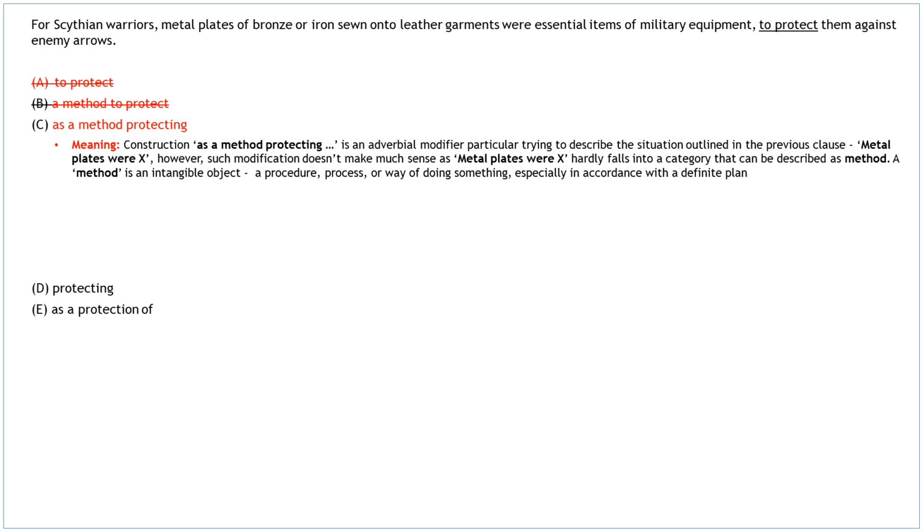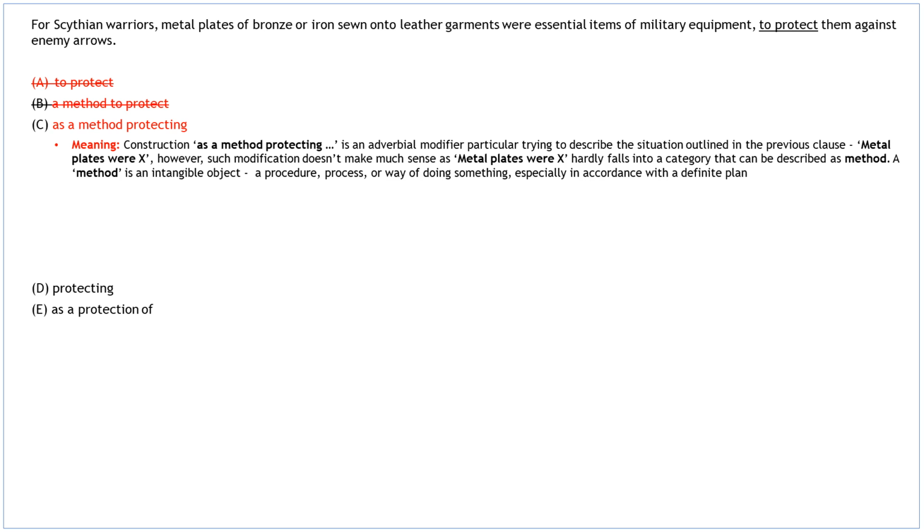Construction, as a method protecting, is an adverbial modifier particularly trying to describe the situation outlined in the previous clause, metal plates were X. However, such modification doesn't make much sense, as metal plates were X hardly falls into a category that can be described as method.